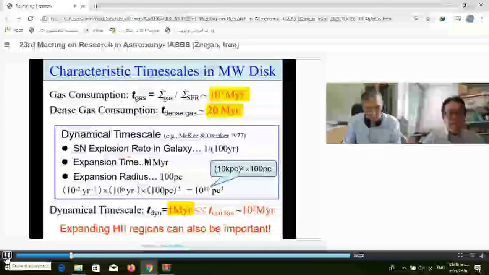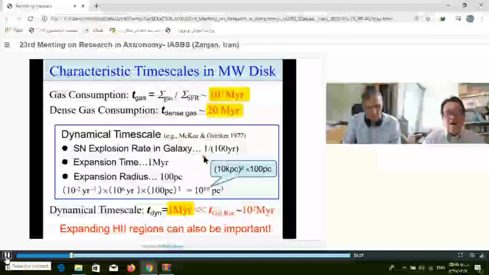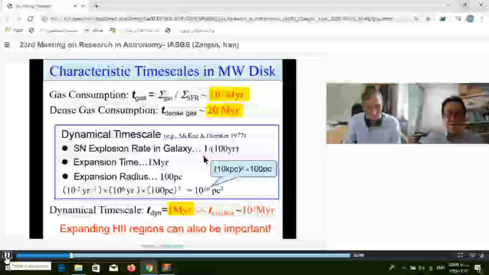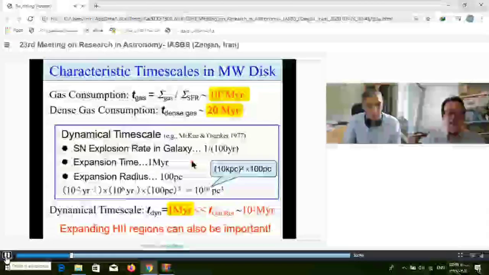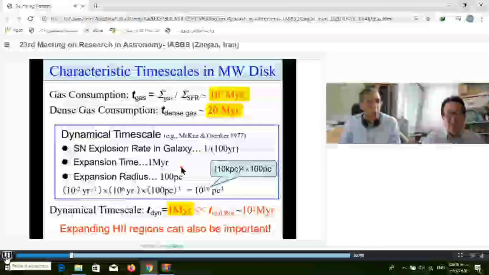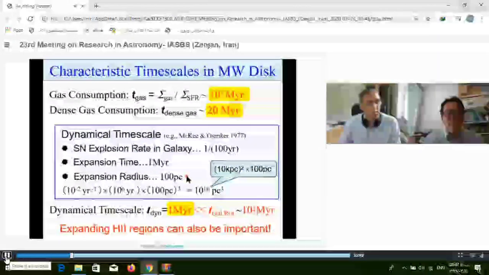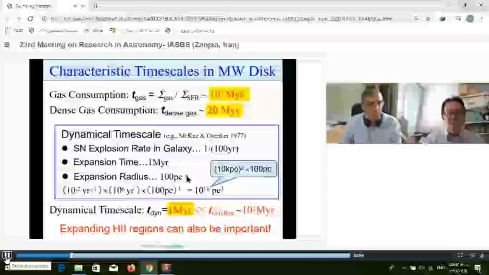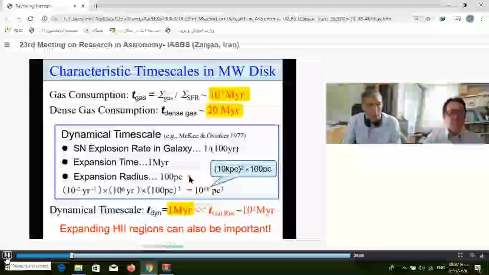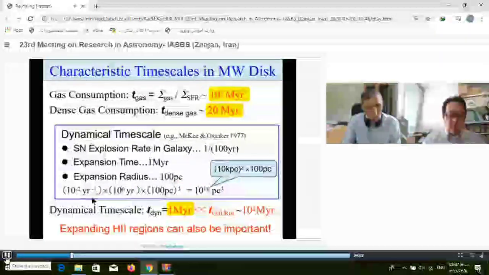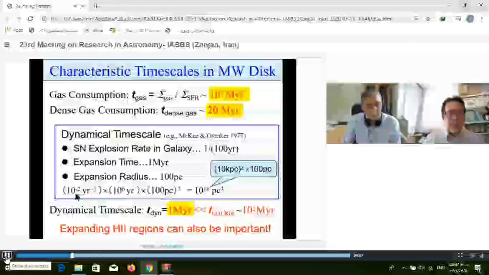We know that the supernova explosion rate in a galaxy is 1 per 50 or 100 years. Let's take 1 per 100 years. Within the expansion time of 1 million years, a supernova remnant expands to a very large radius, on the order of 100 parsec. Therefore, the volume occupied by supernova remnants can be calculated in this way. This is in a steady state. This is the timescale.